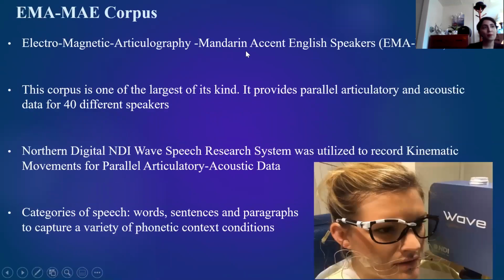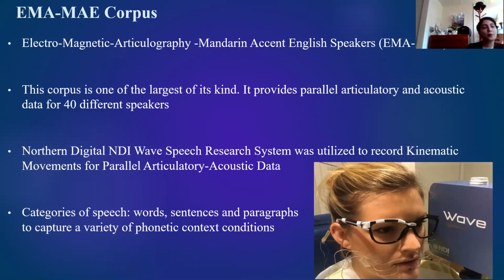The articulatory WaveNet approach proposed in this paper is evaluated using the corpus named EMA-MAE. This stands for electromagnetic articulographic corpus of Mandarin accented English speakers. EMA-MAE includes 40 total speakers, including both native L1 and second language L2 speakers, balanced across gender. There is an L1 group of 10 male and 10 female native English speakers, and an L2 group of 20 speakers. In the study presented here, we only considered the L1 group of speakers.